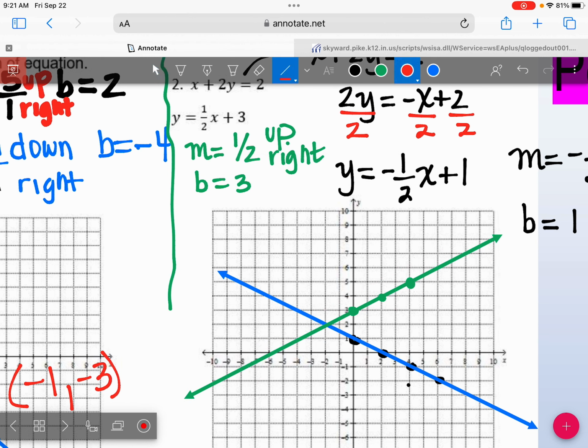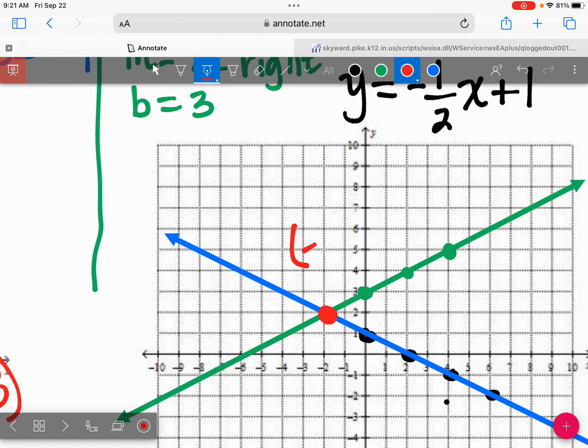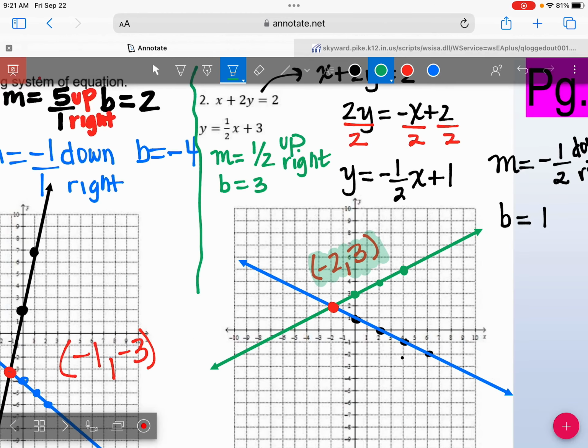And then tell me where they intersected. And they intersect right here. Go ahead and tell me where that ordered pair is. And that would be your solution.